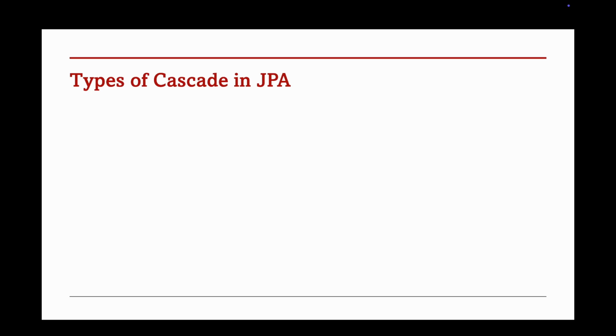Alright. Now let's talk about the types of cascade in JPA. Because cascade is not just one behavior. We have different cascade types depending on what operation you want to propagate. Let's go one by one. CascadeType.persist. This means, when you save the parent entity, the child entity is also saved automatically. Example. You save employee, bank detail is also saved.